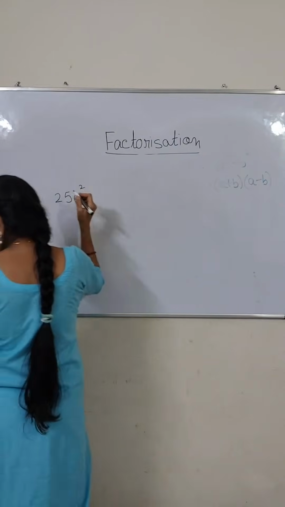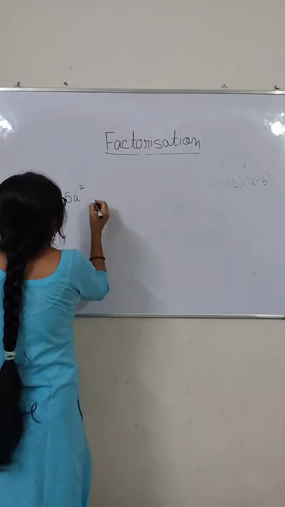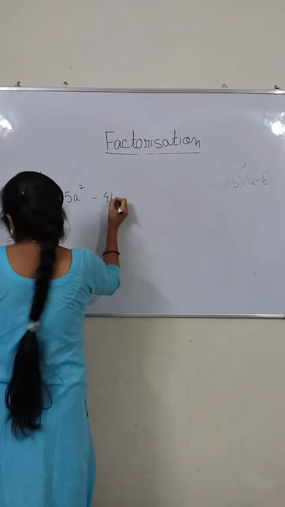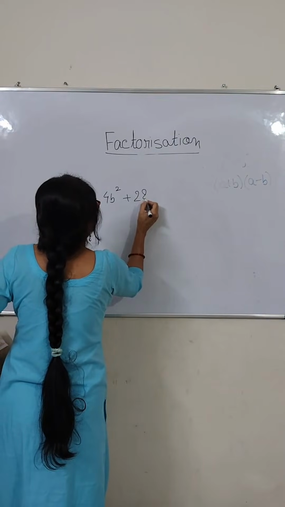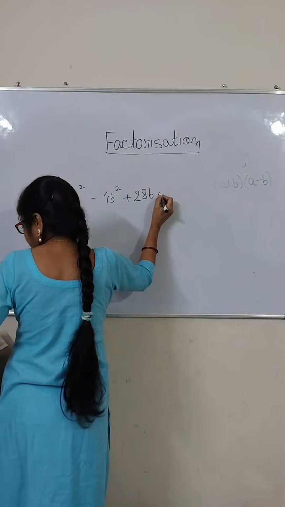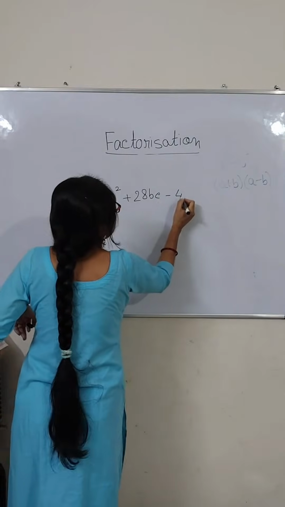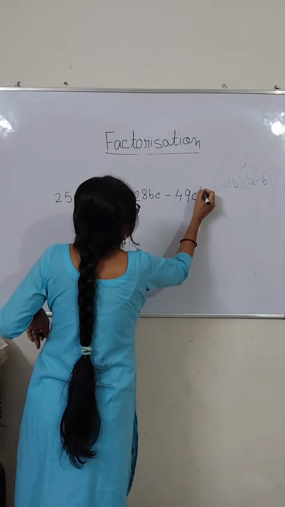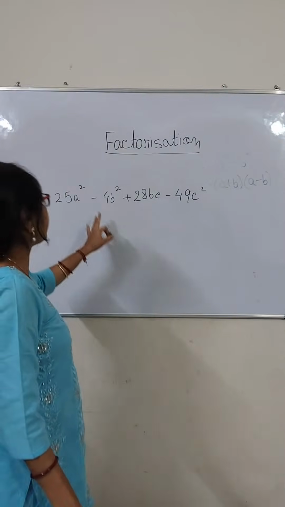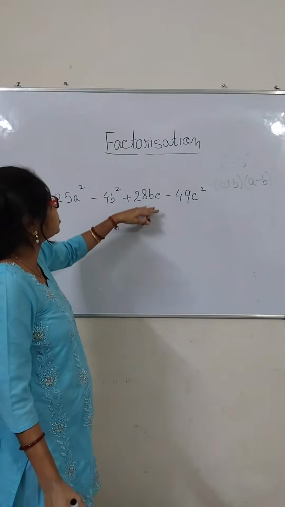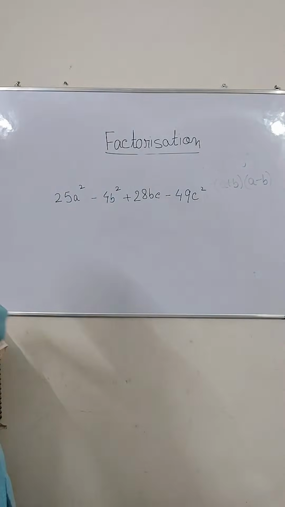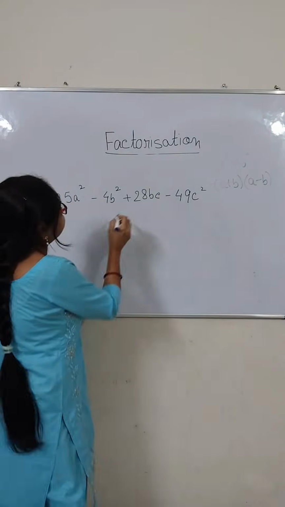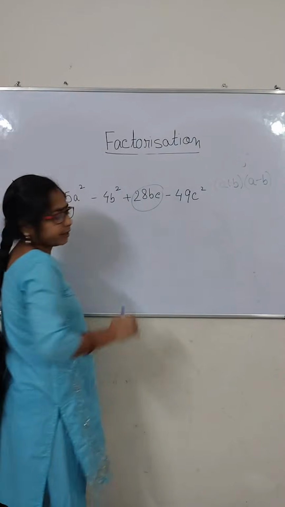25a square minus 4b square plus 28bc minus 49c square. 25a square minus 4b square plus 28bc plus 49c square. Let's listen to one thing. Look, here, check this part.